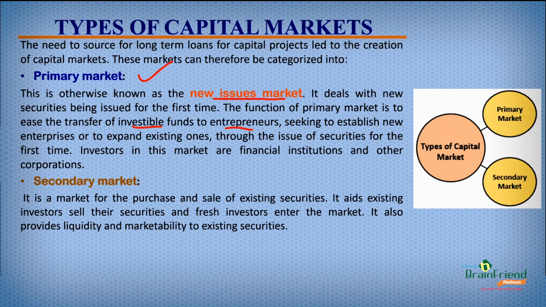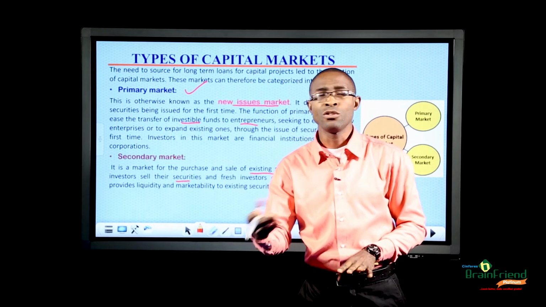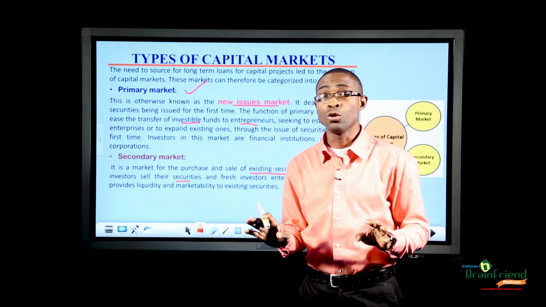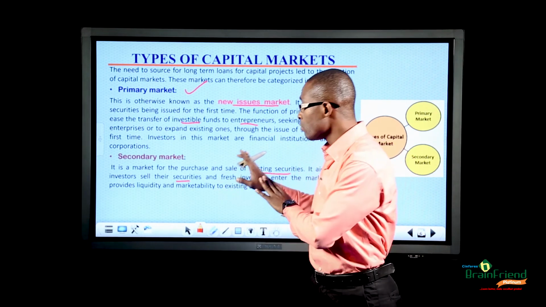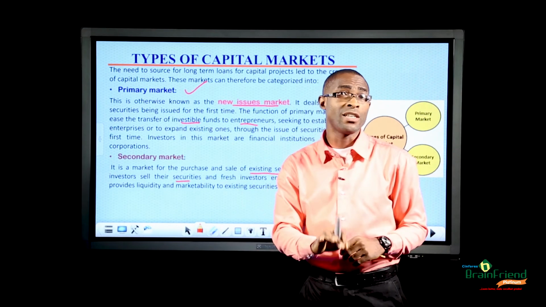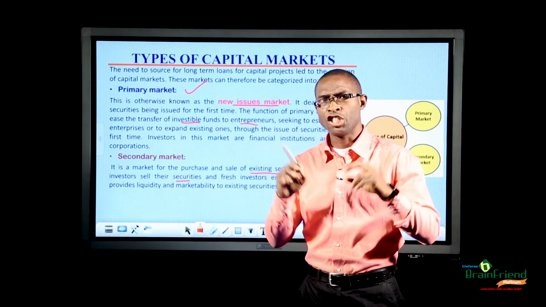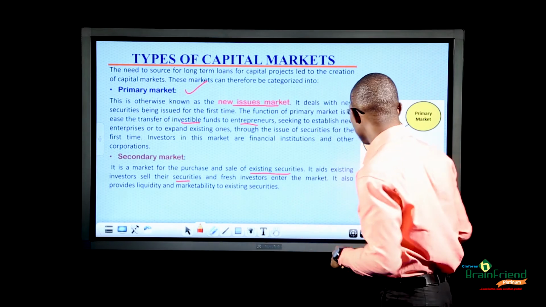The secondary market. This is the market for the purchase and sale of existing securities. It aids existing investors to sell their securities and fresh investors to enter the market. Here we are looking at a situation where a shareholder intends to sell his or her shares. So he or she takes it to the secondary market and offers it for sale. And another individual buys into that share to become part of the ownership component of the business.